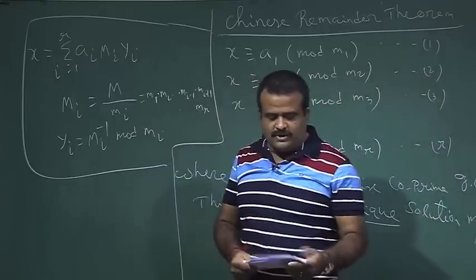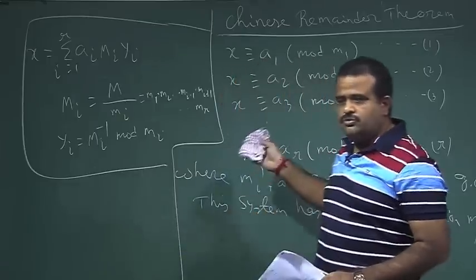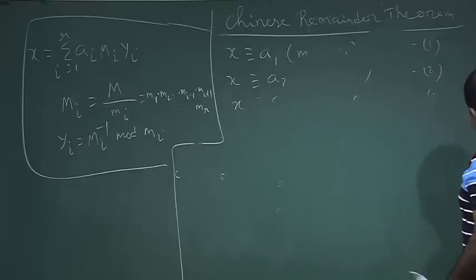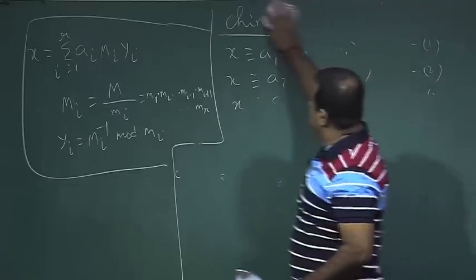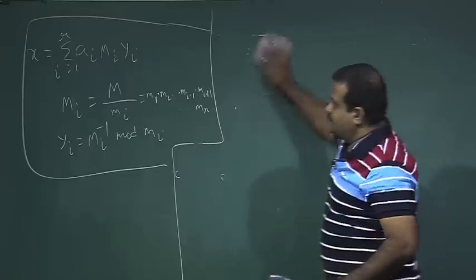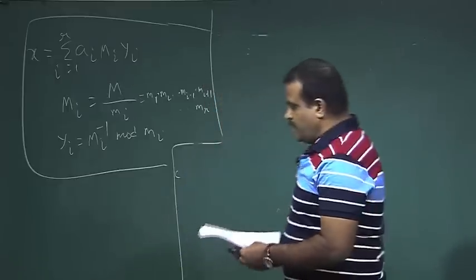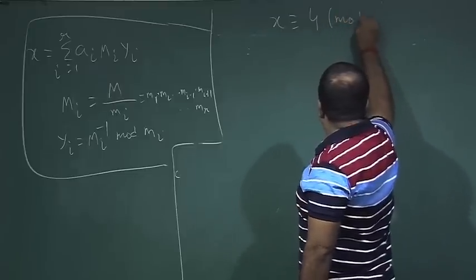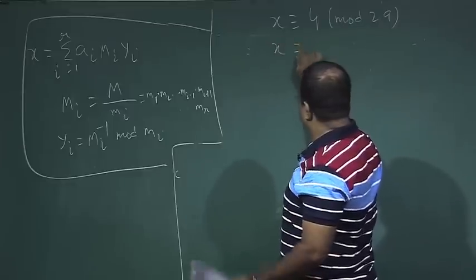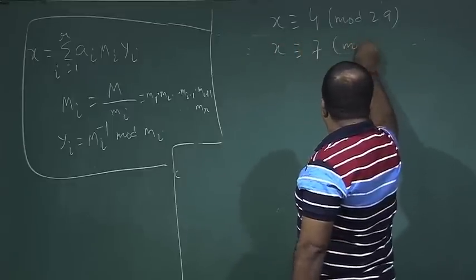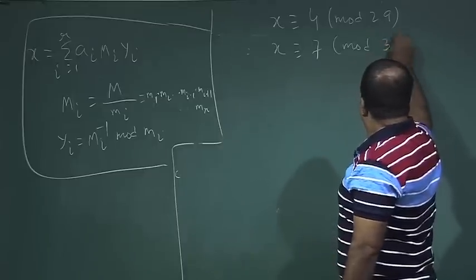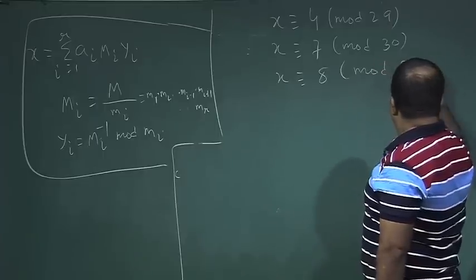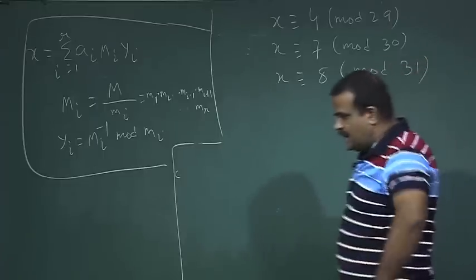So, we will take an example, we will take 3 equations, as 2 equations we have seen how we can tackle. Now, we take 3 equations and then we will try to get the unique solutions by Chinese remainder theorem. Okay, so let us take three equations. Suppose x is congruent to 4 mod 29, x is congruent to 7 mod 30, x is congruent to 8 mod 31. So, this is three equations, r is equal to 3 here.